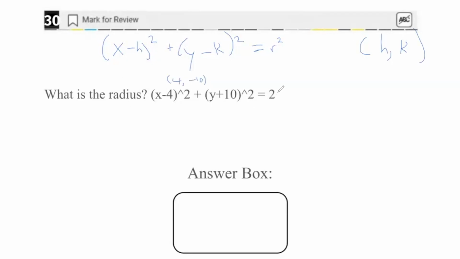And our radius, well, I want to be careful here because we might think, oh, the radius is 2 or oh, the radius is 4. But actually, the radius is the square root of 2 here because r squared is equal to this guy. R squared is 2 here. So if we square root both sides, we find r is the square root of 2.